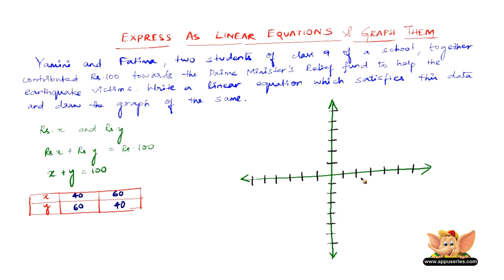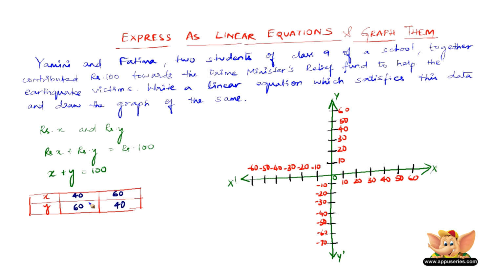Now let us write the values quickly. Here we have 10, 20, 30, 40, 50, 60. Here we have minus 10, minus 20, minus 30, minus 40, minus 50, minus 60, minus 70. Now this is y dash o y, and this is x dash o x.